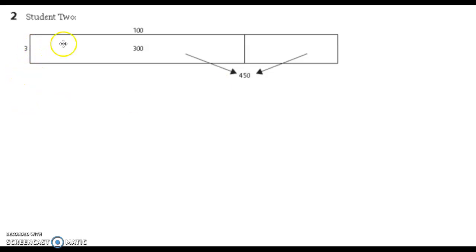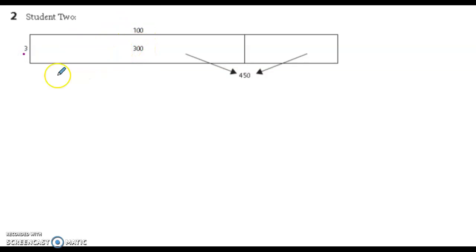Okay, and again, we're going to make jumps to get to what our last number is by adding up the area inside our boxes. I'm going to show you 2 different ways for different levels on their comfortability of multiplication. Okay, so this one started off with 3, and this person knew that 3 times 100 was 300.